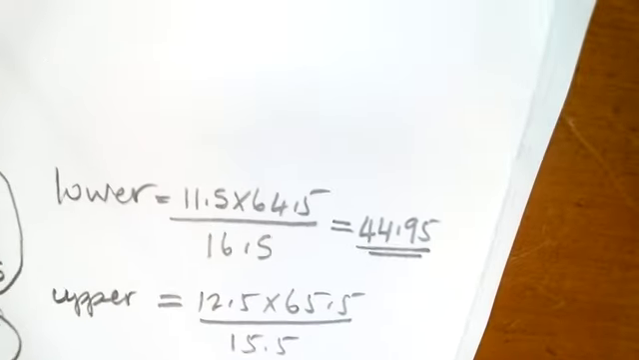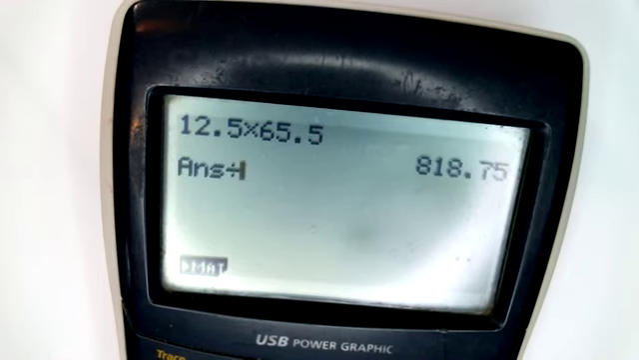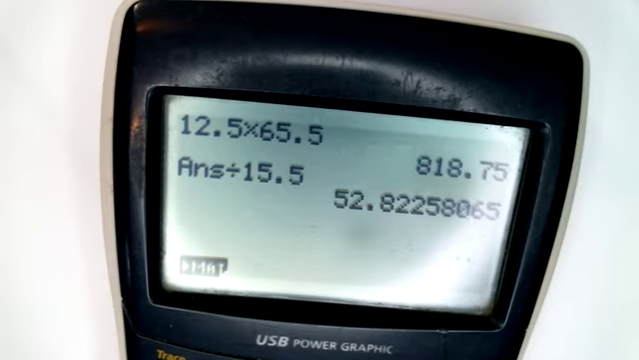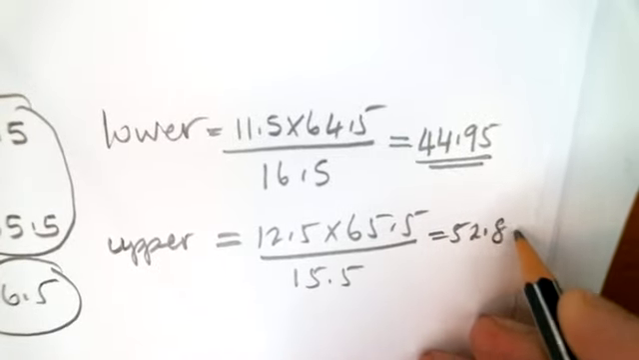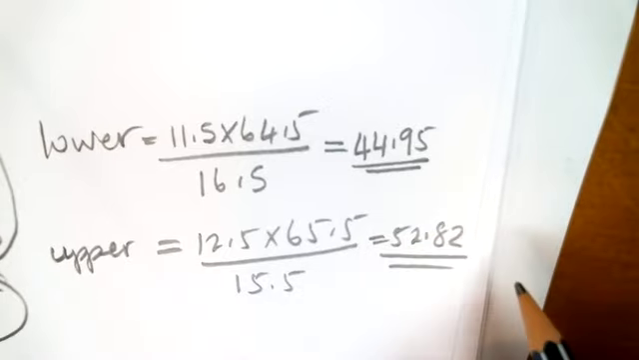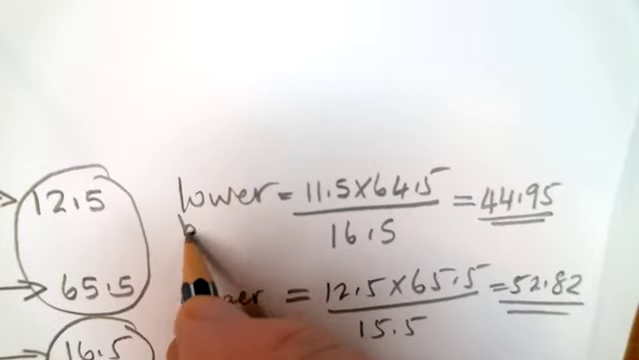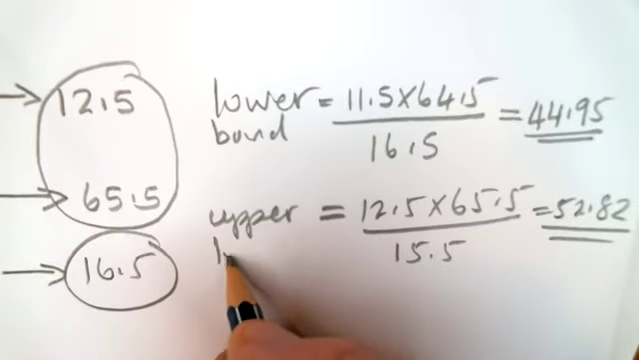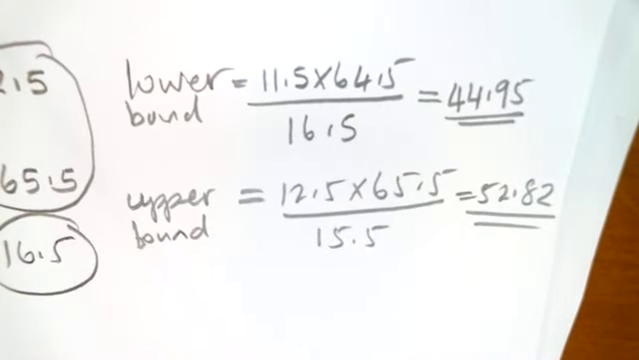And the upper it can be, let's do that one now. That's going to be 12.5 times 65.5 divided by 15.5. And I'm going to get 52.82. There it is, 52.82. And they're my two values. So I've got my lower value and my upper value. And if you like, my lower bound I put here, and my upper bound here. That's bound, B-O-U-N-D. And that's what we get. Hope that makes sense.